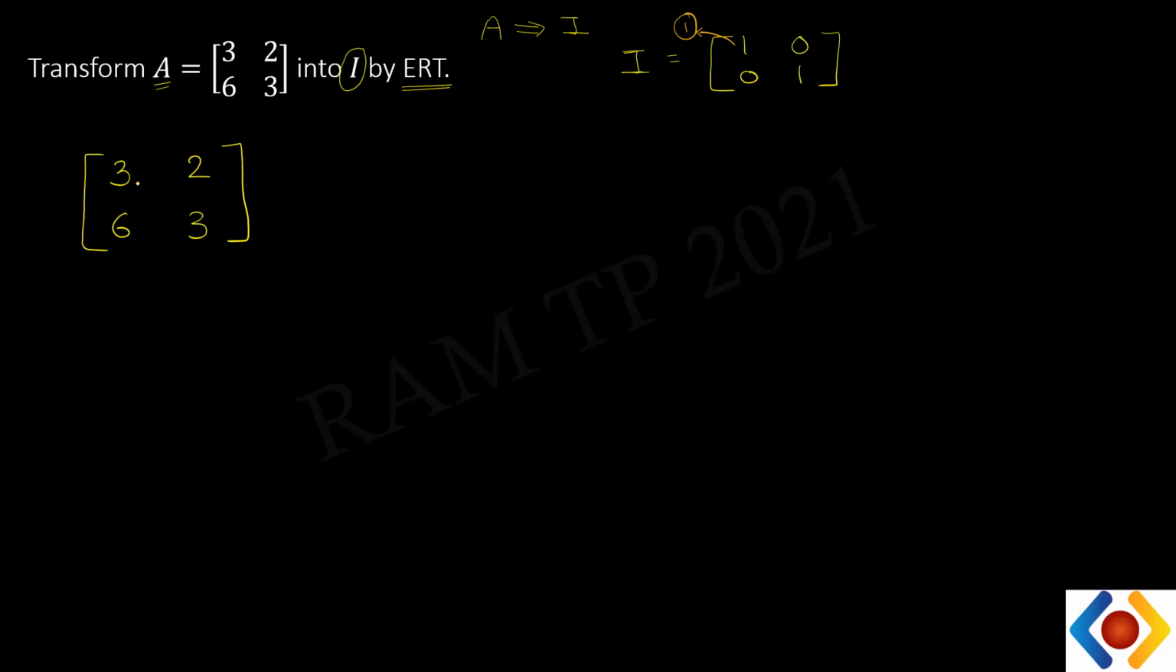Divide by 3. Absolutely correct, right? Or multiply by 1 by 3. We can say divide by 3, which is fairly fine. So how am I going to write that? Row 1, transform this by multiplying by 1 by 3, or if you want to write it like row 1 divided by 3, which is fine. Are you all okay with this notation now?